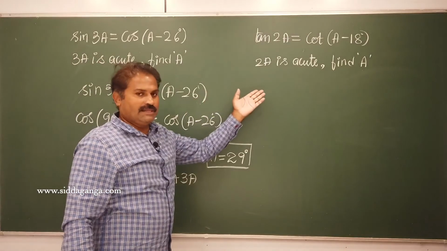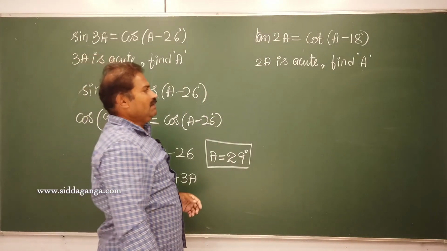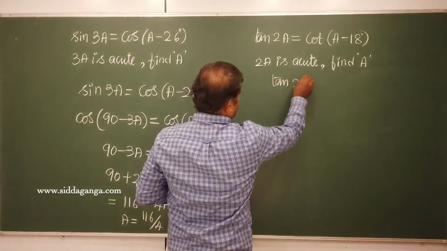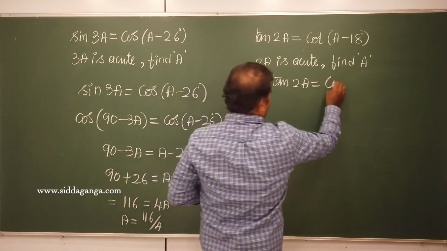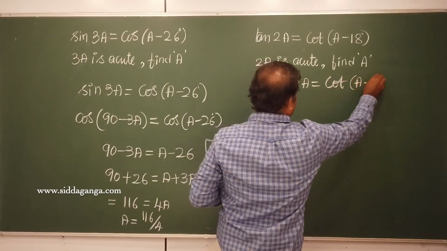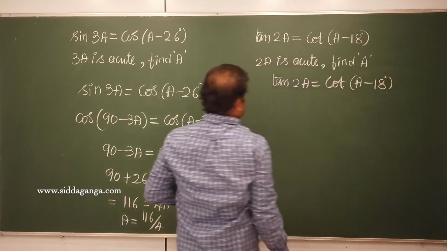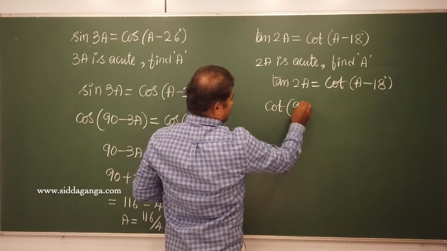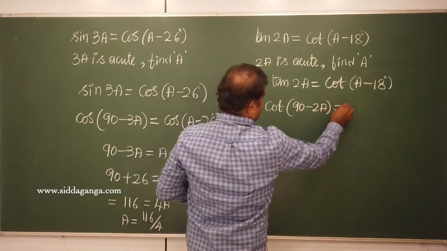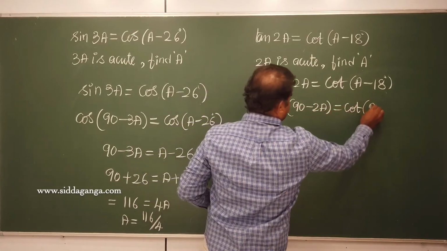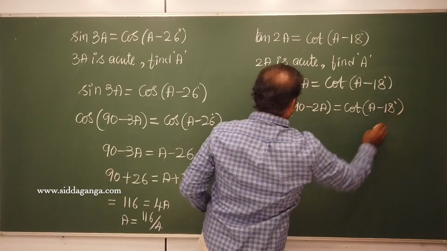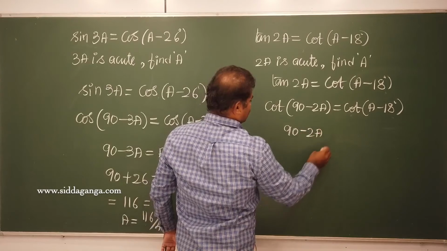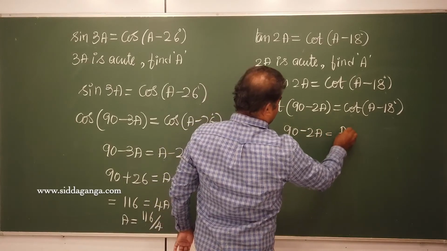And here you have the same problem. So you can answer me while I will be solving. So tan 2A is equal to cot(A minus 18). So what you are going to do? You can take the complementary for this. Complementary is cot(90 minus 2A), which is equal to cot(A minus 18). So you have cot on either side, so you can compare. 90 minus 2A is equal to A minus 18.